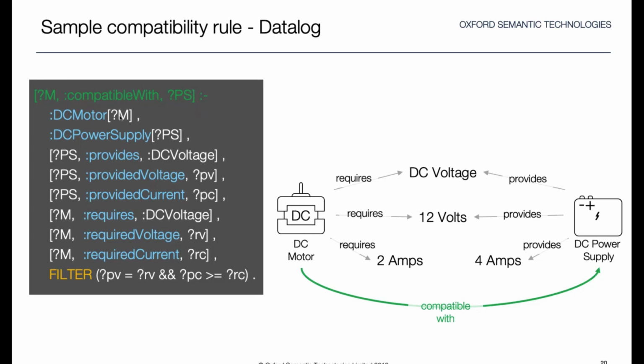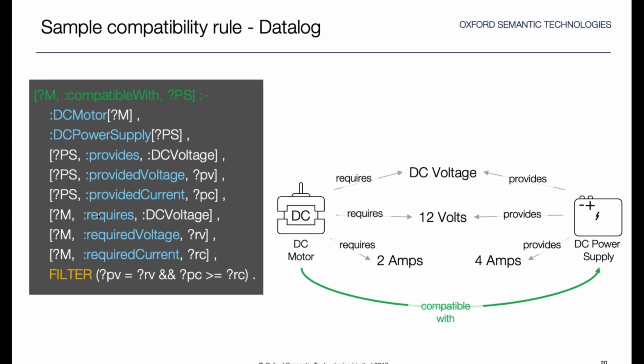Another thing to look out for are these question mark letters, or question mark variables. The question mark denotes a variable within the language we're using here, which is Datalog. So our variable ?M is a DC motor, is how to read that first line in blue. Our variable ?PS is our power supply. So that's just fixing the types of those two variables to what's in the system. And then we look at some properties of those systems. So PS provides a DC voltage, that's fixed. PS provided voltage, we give that a new variable PV, provided voltage. PS provides a current, PC, again, a new variable.